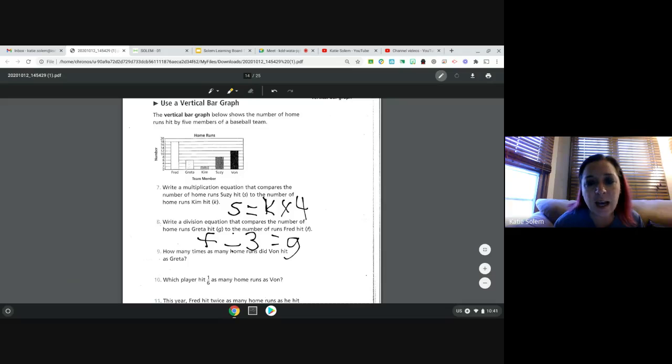How many times as many home runs did Vaughn hit as Greta? Well, let's see here. Vaughn hit 12 and Greta hit 6. So how many times more did he have? 6 to 12. He had 2 times as many.